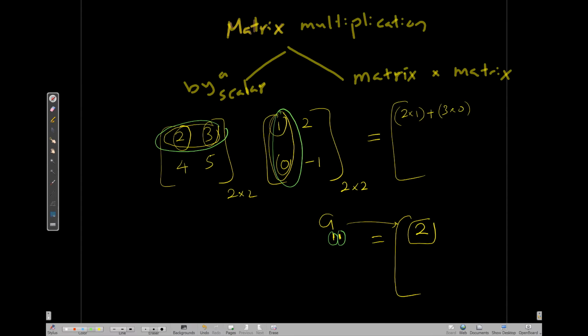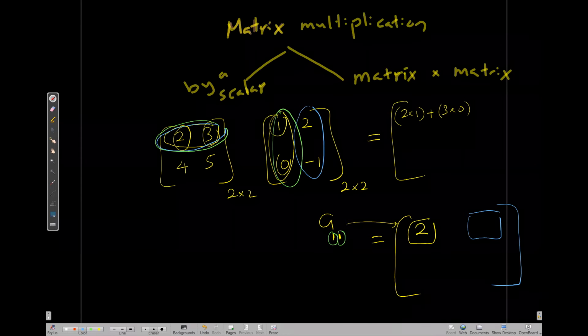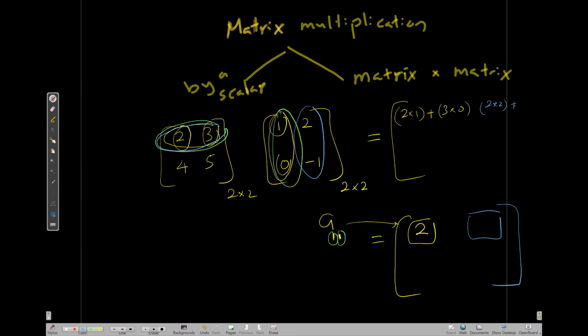Now let's quickly do the others. So next one, this row and this column. First row, second column, the 1, 2 entry right here, and that's going to be 2 times 2 plus 3 times negative 1. So you get 4 minus 3, which is 1.